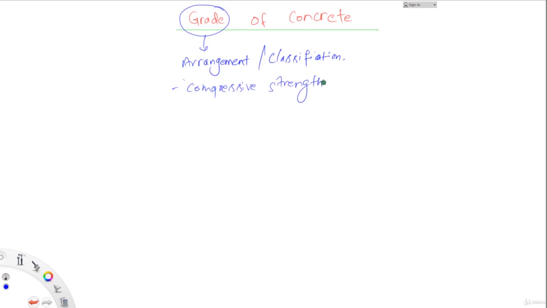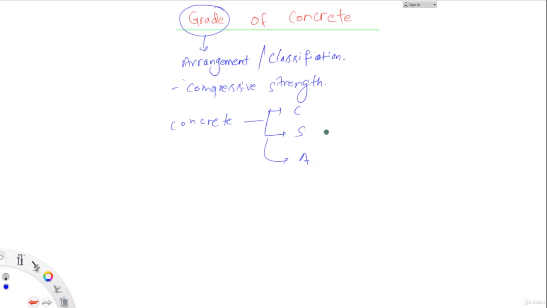So we know that the concrete is basically made up of three things. One is the cement, another is the sand, and next is the aggregate. And if you change the ratio of these three things, you will get different strengths of the concrete. So does that mean you can take randomly any ratio and get any strength? Yes, you can do that, but in general practice, we do not do that.